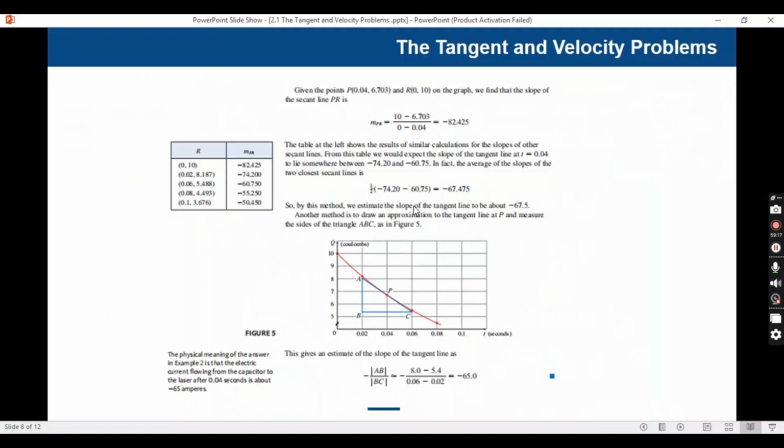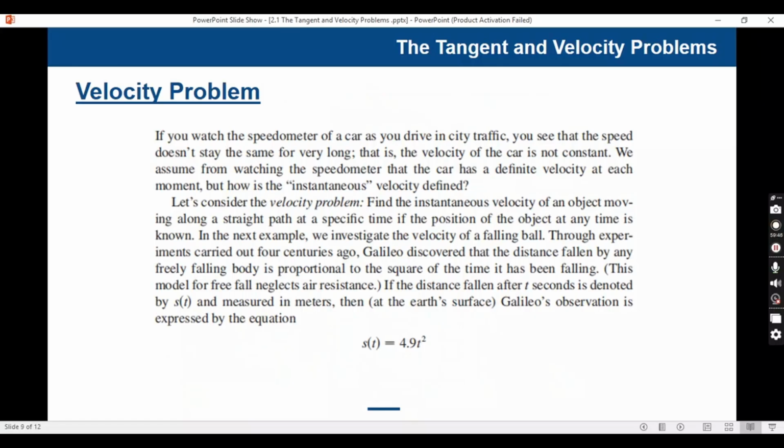The two methods that they used. The first method, they found the gradient of each of the other points, then averaged them. But for something a bit more precise, they would use this, and that's where we got negative 65. Our answer at first, we got negative 66, which is pretty decent and very close.